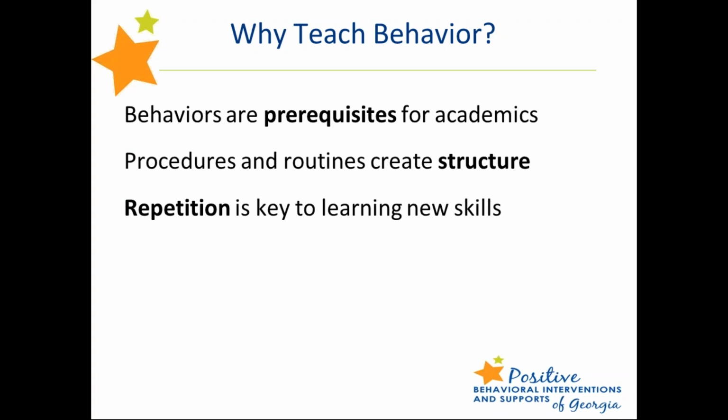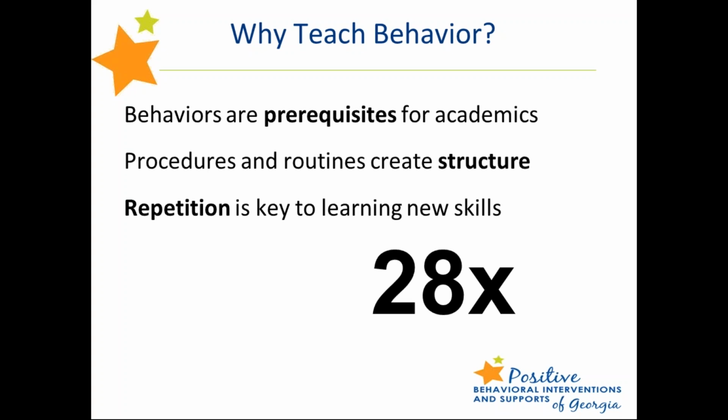Third, repetition is the key to learning new skills. For a child to learn something new, it needs to be repeated an average of 8 times. Adults average 25 times. For a child to unlearn an old behavior and replace it with a new behavior, the new behavior must be repeated an average of 28 times. How many times have you taught your classroom procedures? Is it enough for them to be routines?